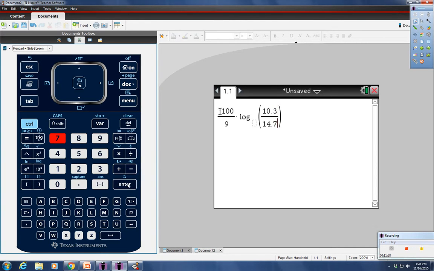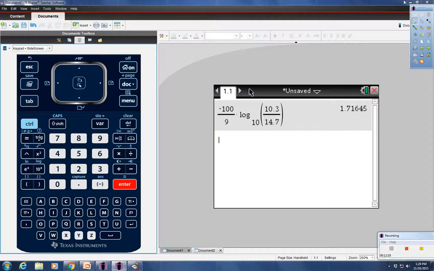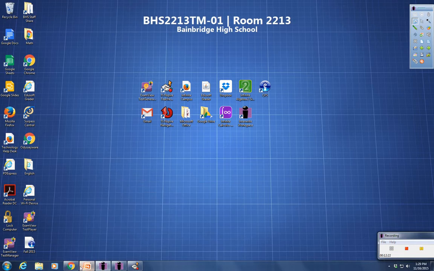And if I hit Enter, it gives me 1.716 miles. So it's almost 2 miles in the air. And that would be the answer for that problem. All right, let's look at one more word problem.